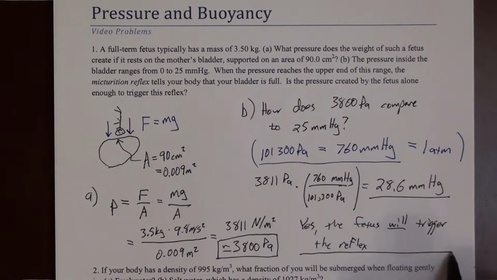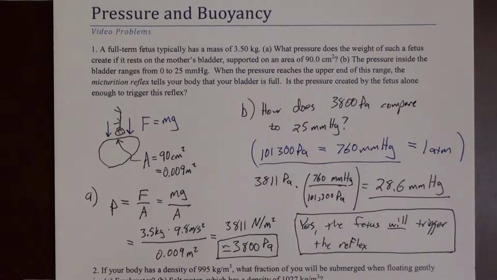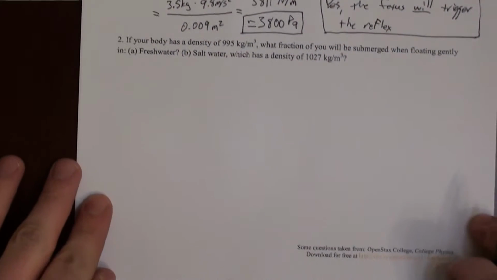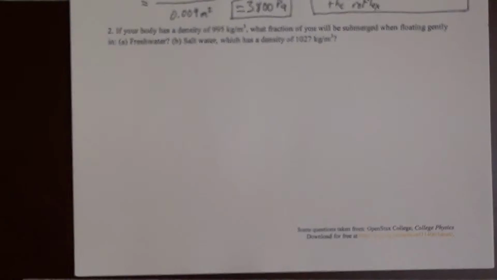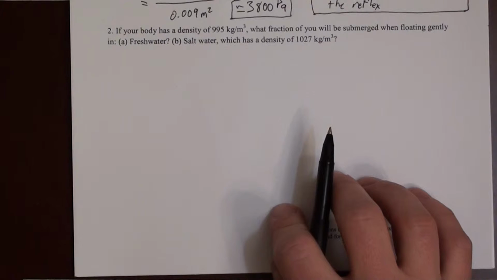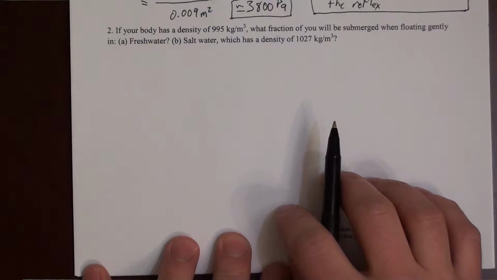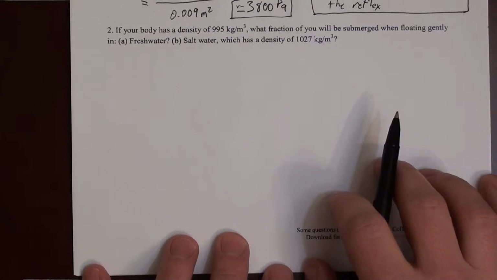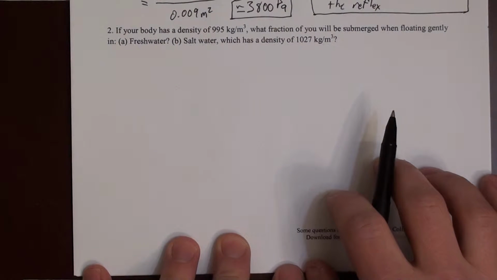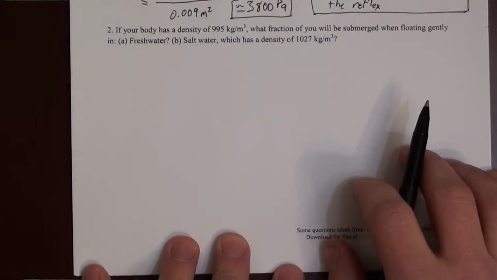Right, that's just above the range, so certainly will trigger that reflex. So the second question here is related to buoyancy. We're told that if the body has a density of 995 kilograms per cubic meter, what fraction will be submerged when floating gently in freshwater and salt water? And they give us the density for salt water.